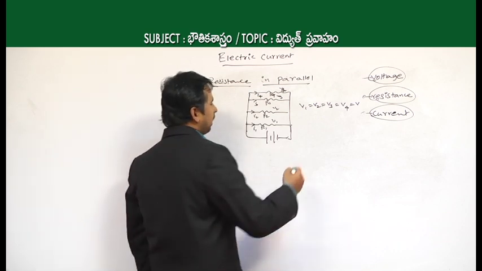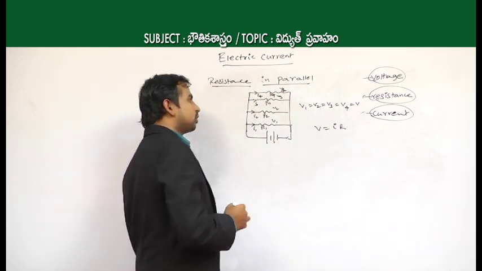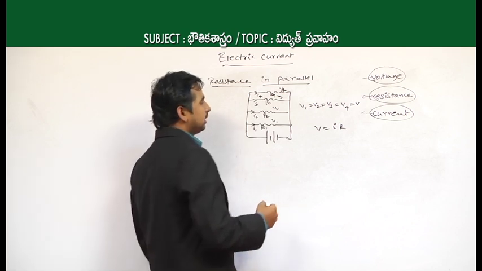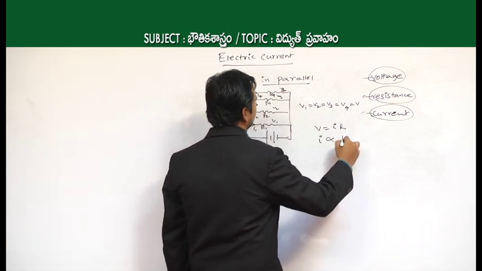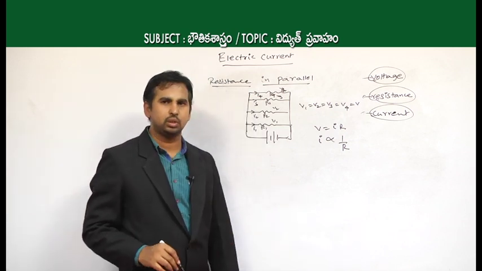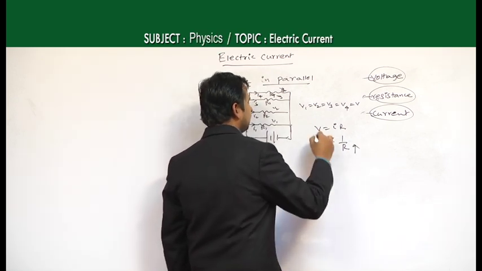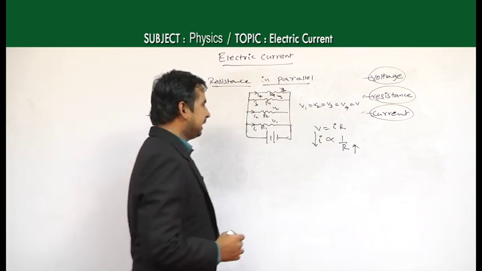as we know, V is equal to IR, so the voltage remains constant in all the cases, and the current varying is inversely proportional to the resistance, because as V is constant, I is inversely proportional to R. The more resistance you take, the less current will pass through it.